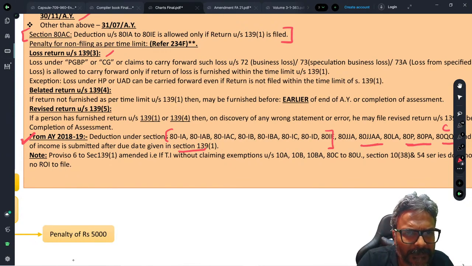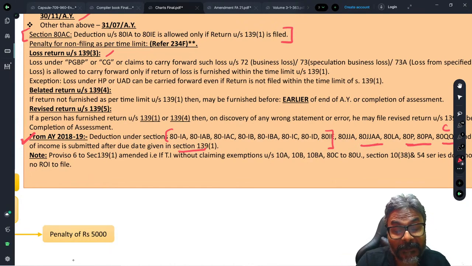So this is one of the very important implications, the importance of the due date: if you don't file the ROI within the due date, then these particular deductions will be lost. That is point number 1. Now the next point, students. So this is all about the profit linked deduction that we are talking about.